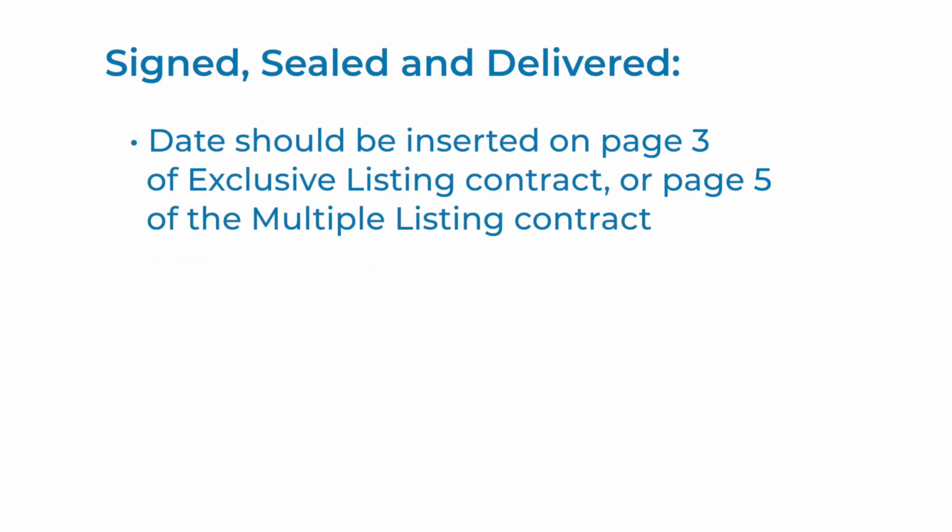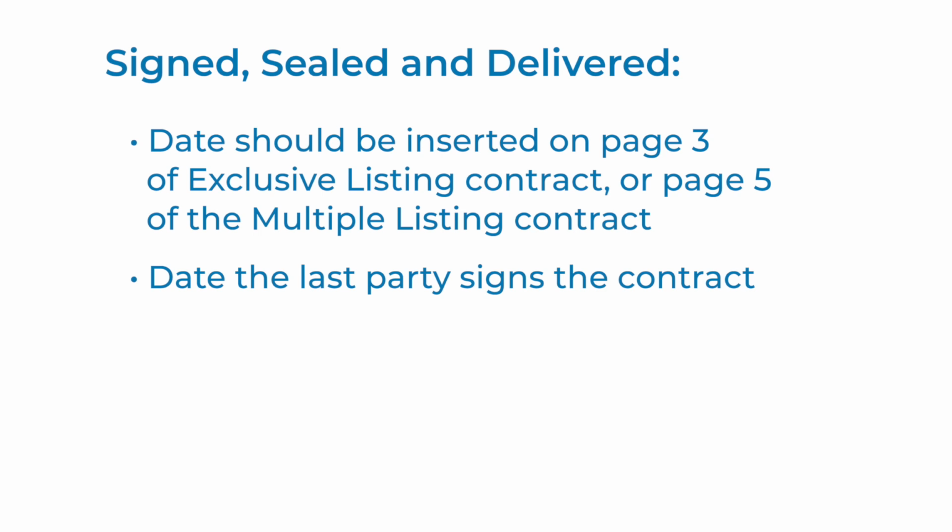The date the contract is signed, sealed, and delivered is inserted on page 3 of the exclusive listing contract or page 5 of the multiple listing contract and should be the date the last party signs the contract. For example, if the parties sign the contract at different times, the date the contract is signed, sealed, and delivered must not be inserted until the last party signs.